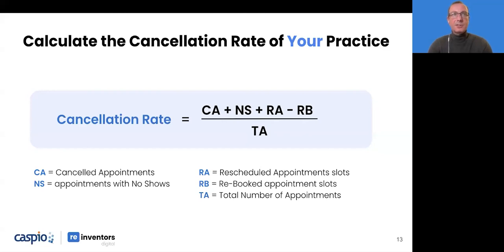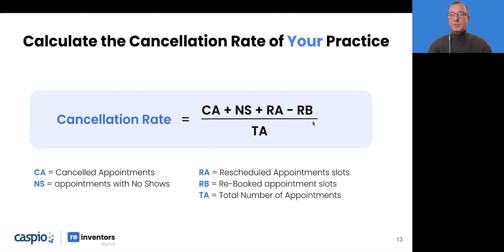Unfortunately, if your system allows you to just change the date of the appointment in the schedule without any traces, it can be a problem. But if you can extract this data, your metric will be much more accurate. If not, maybe there are some alternatives for what to do with that. Less accurate, but still.